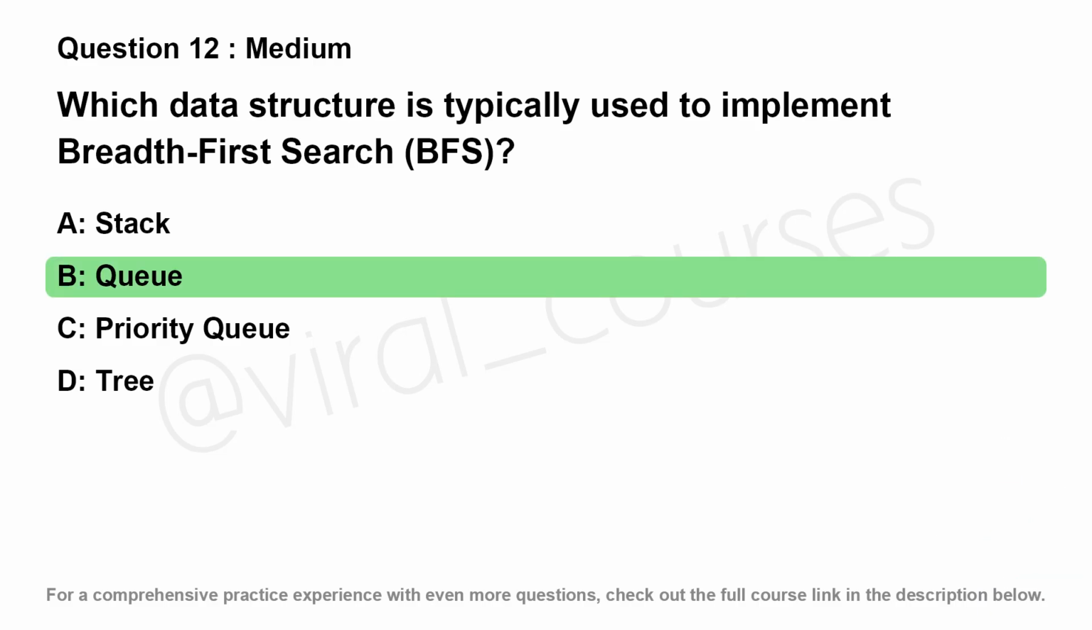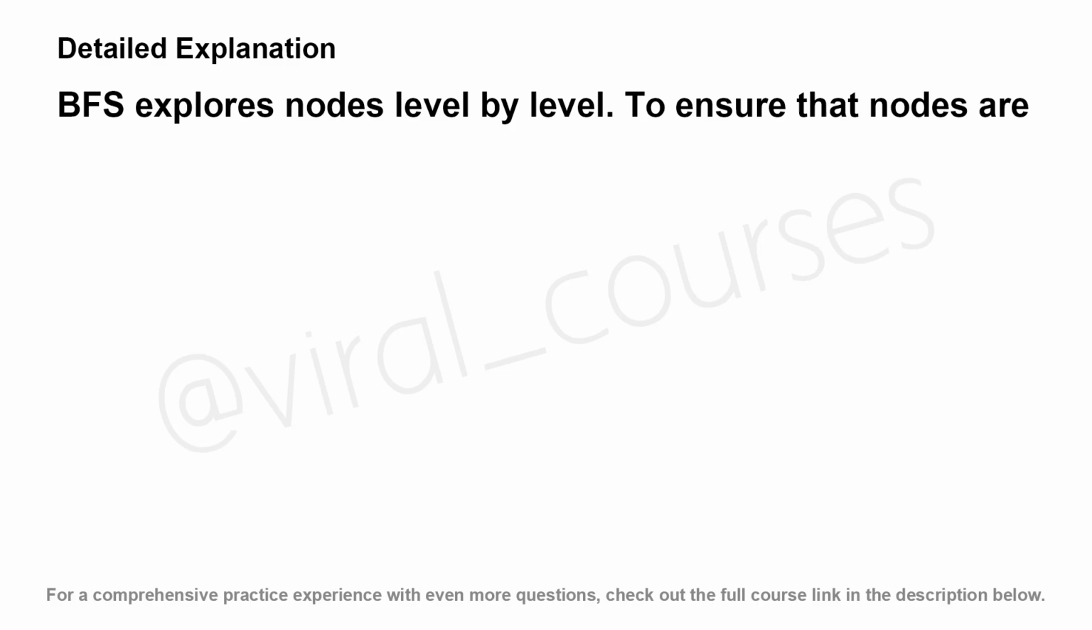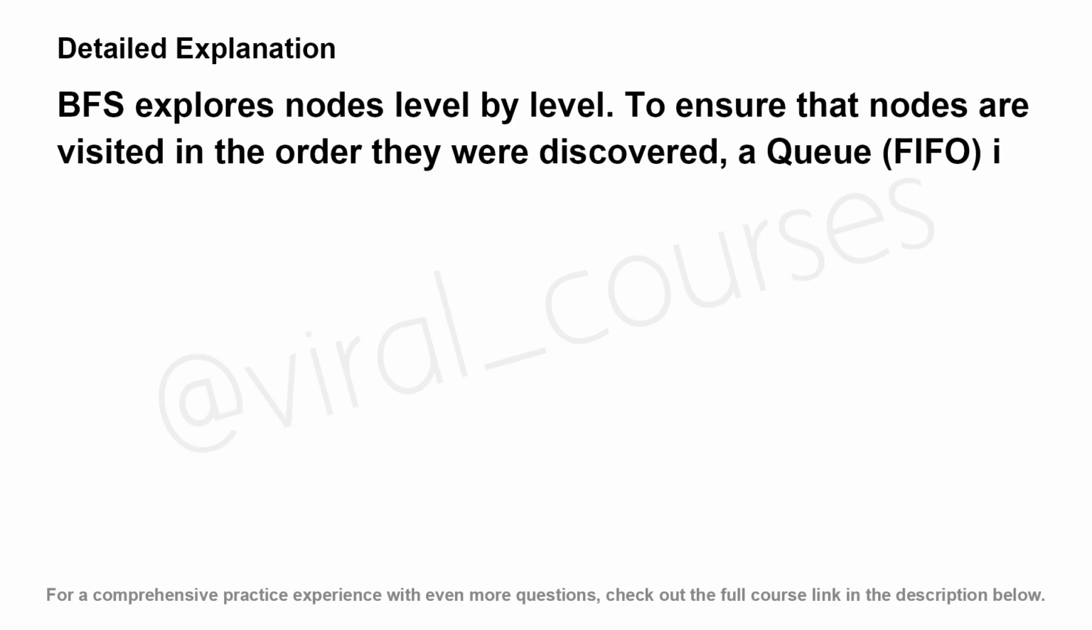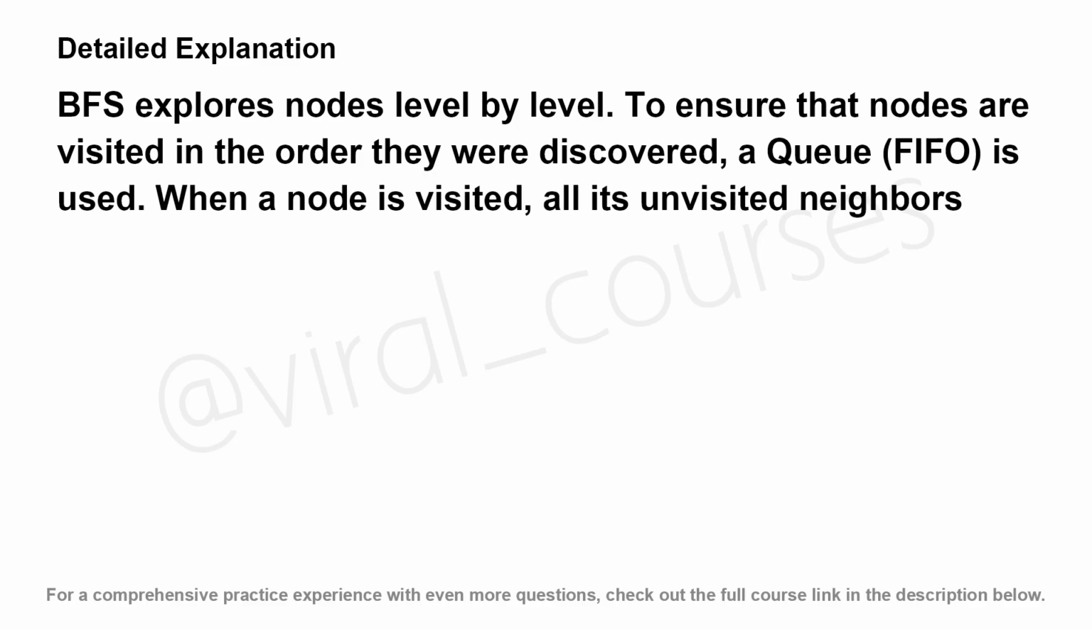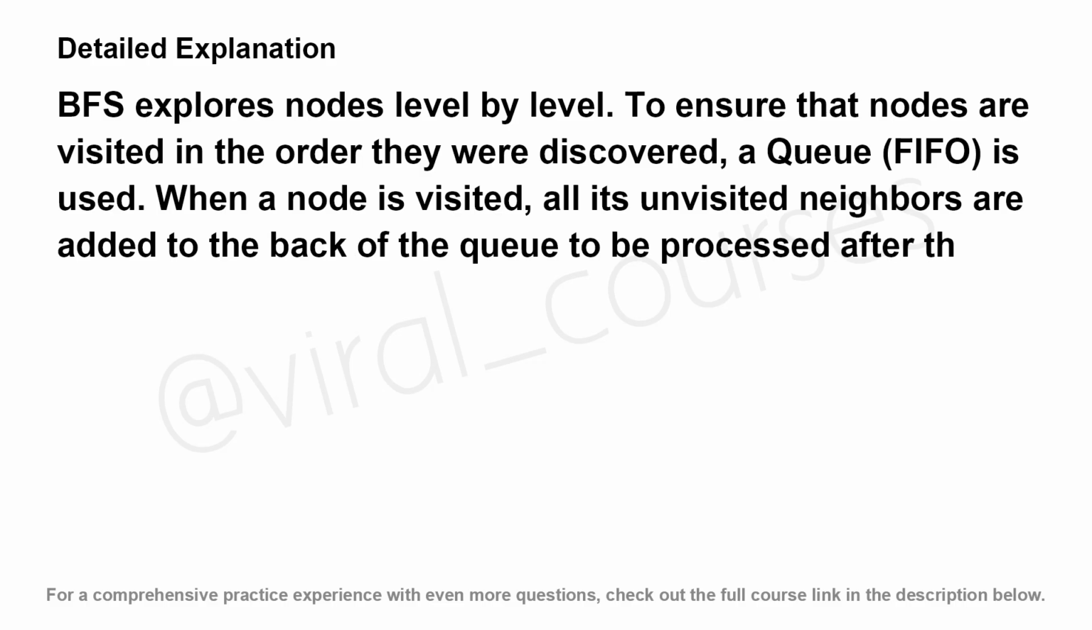The correct answer is B. BFS explores nodes level by level to ensure that nodes are visited in the order they were discovered. A queue, FIFO, is used. When a node is visited, all its unvisited neighbors are added to the back of the queue to be processed after the current level is finished.